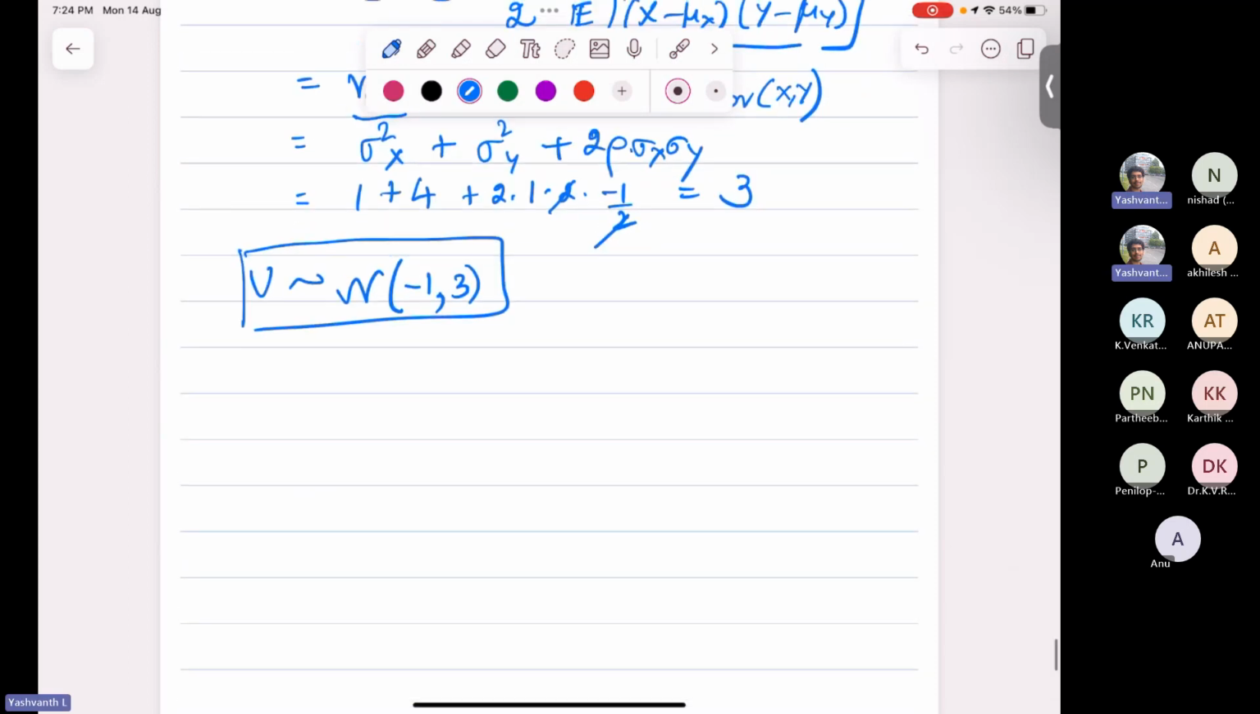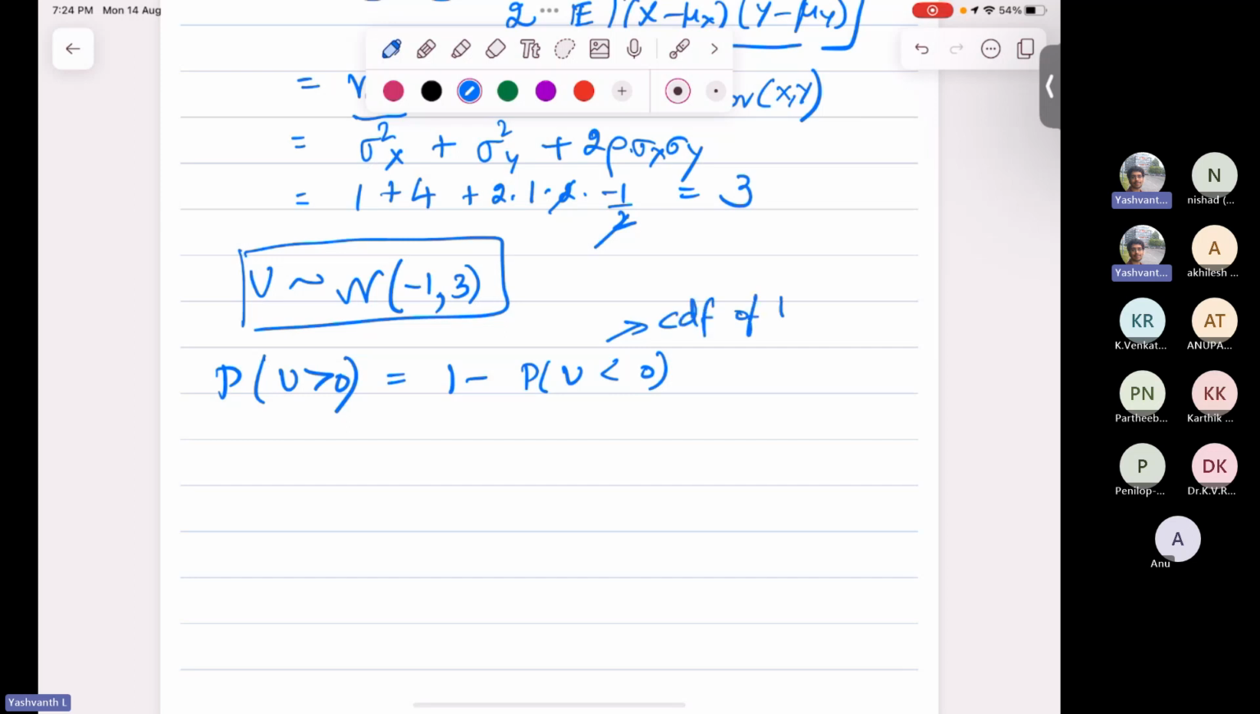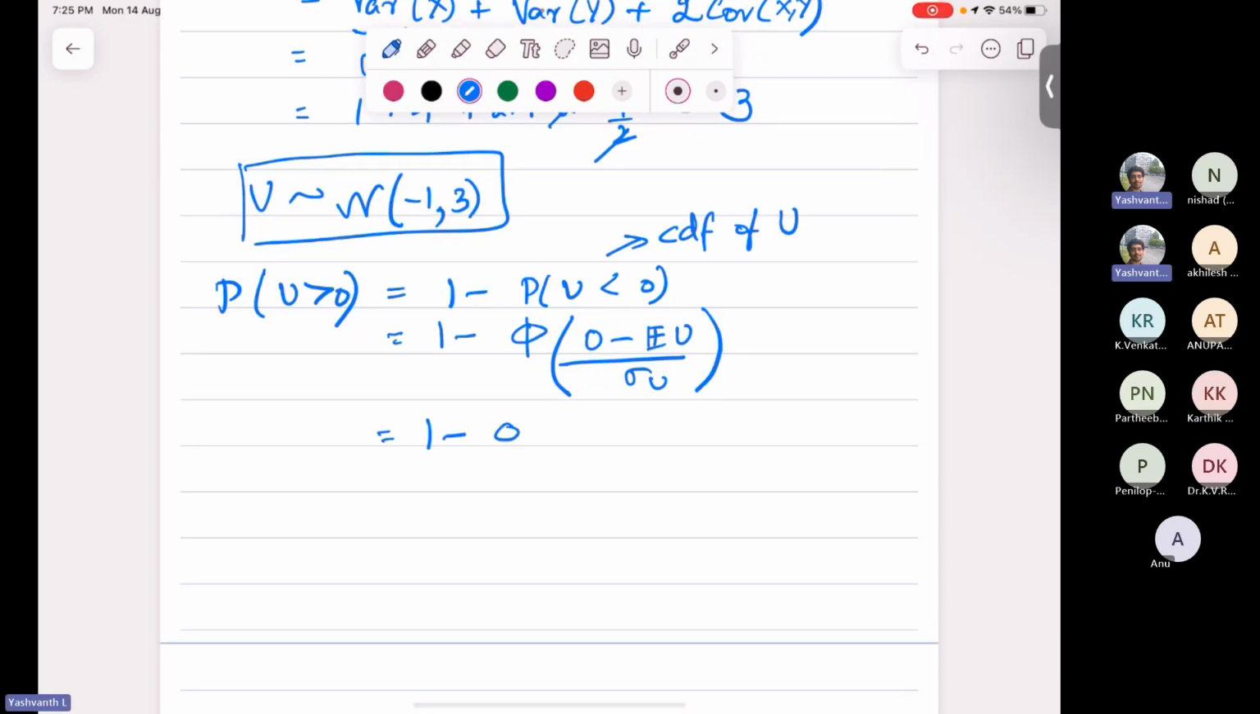Okay. So the question is, what is the probability that u is greater than 0? Which is the same as 1 minus the probability that u is less than 0. But this is nothing but the CDF of u, the accumulated distribution function. This is the same as 1 minus, for those of you who know, 0 minus the expected value of u, divided by sigma u. This is the same as 1 minus phi of 0 plus 1 by root 3, the same as 1 minus phi of 1 by root 3.